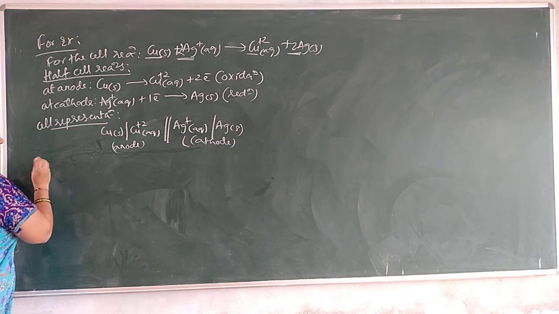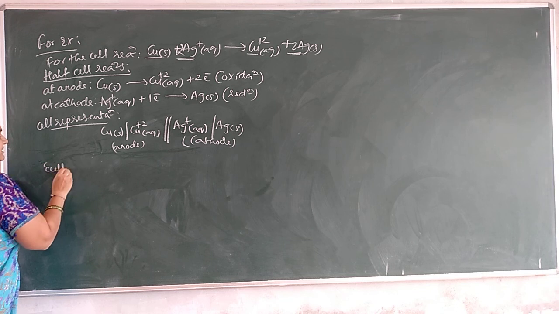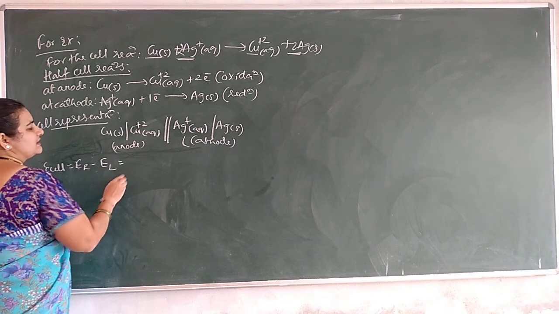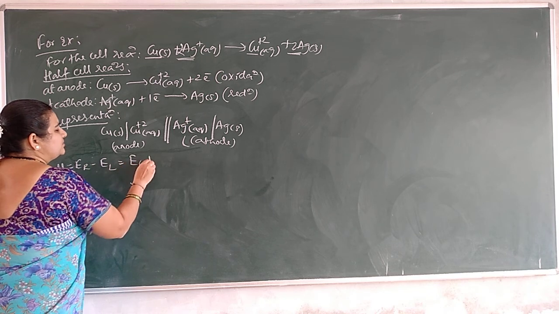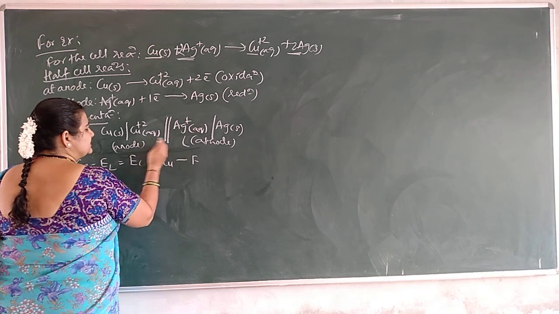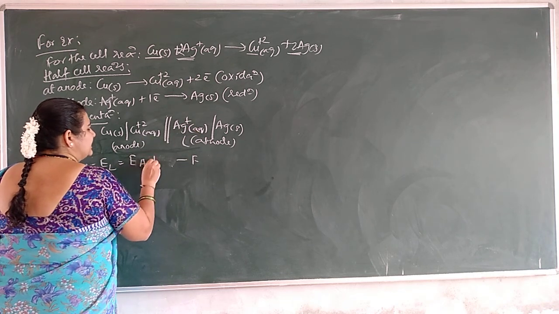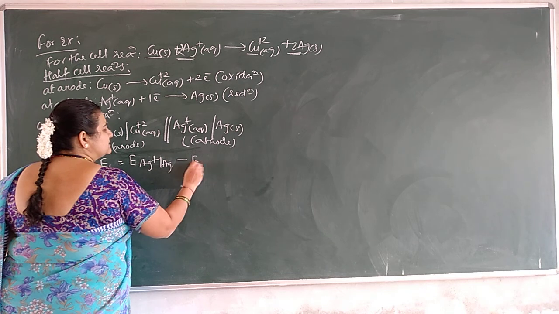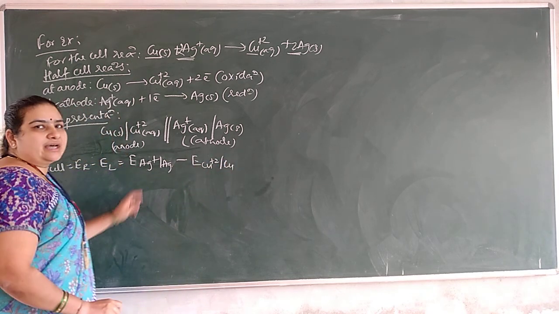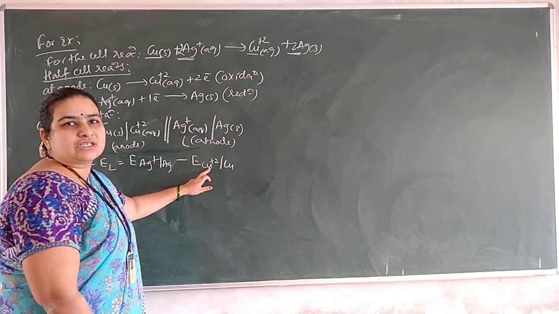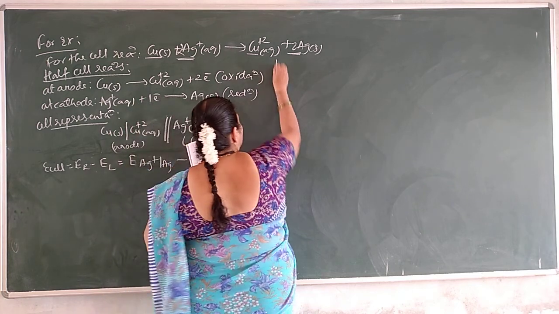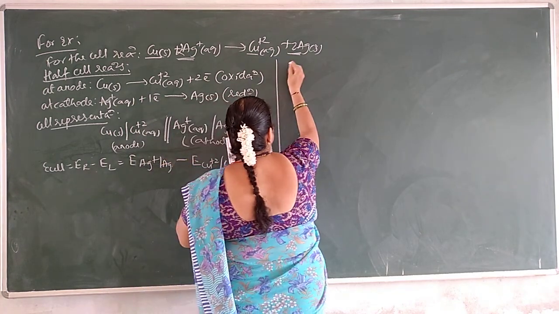Now next is to write E cell. E cell is equal to E right minus E left, that is equal to E Ag plus bar Ag minus E Cu2 plus bar Cu. So here we are writing the reduction potentials for every metal. Now I will solve one or two problems related to this concept.